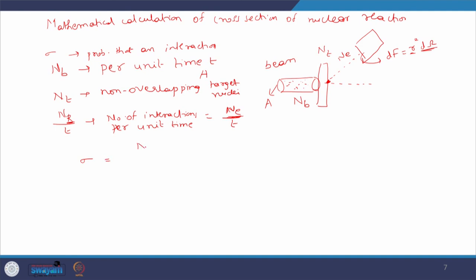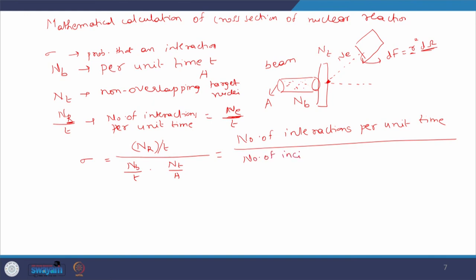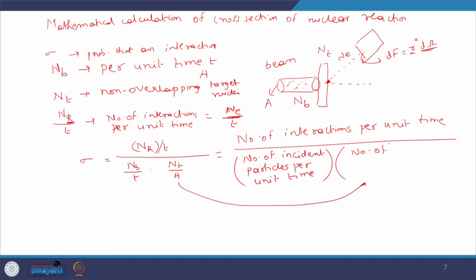Then sigma is defined mathematically as NR by T divided by NB by T into NT by A. Now, you have to pay attention to the dimensions on both sides, the units. What is the number of interactions taking place per unit time divided by the number of incident particles per unit time? Please understand the concept behind this formula. Ultimately, the unit of the cross section we need to understand carefully, and this NT corresponds to the number of target nuclei within the beam. So, these terms give rise to the unit.